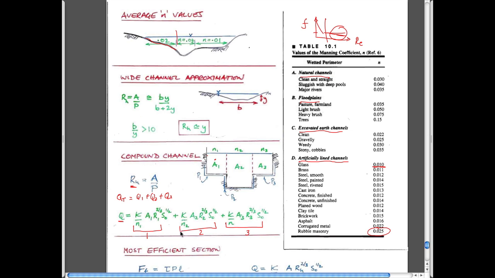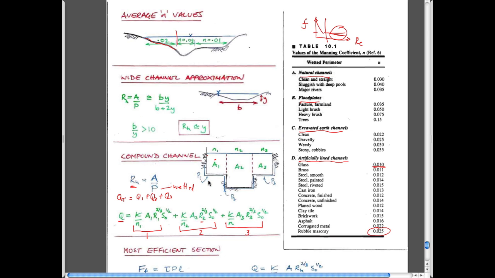The Manning coefficients could be different in each of these. The slopes are probably going to be the same, right? Because I think that they have to be the same. The areas will be different in each of these, but also importantly, the hydraulic radii that you use should use the areas and, importantly, the wetted perimeter, right?